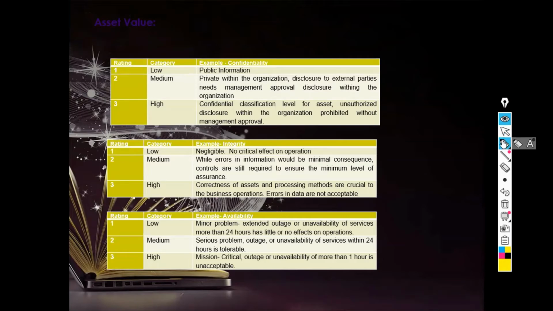Because we are using the quantitative approach, we need to provide 1, 2, 3. You can see confidentiality. Category low: we are going to provide a rating of 1 to all the public information. Private information within the organization will be given a rating of 2. Confidential information would be given a rating of 3. Suppose you are handling confidential information. Suppose we have identified an asset like a project report. The project report is one of the assets. The confidentiality of the information is very high. In that case, C would be 3.